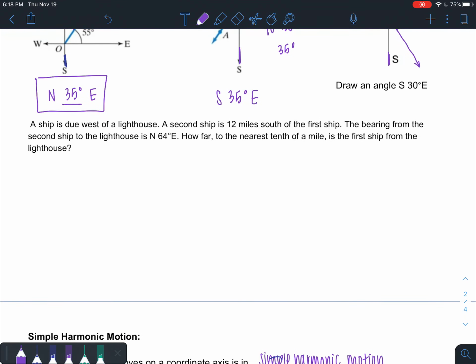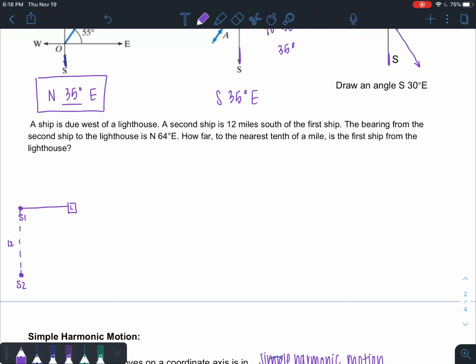Okay. Now, that was just an intro so we can solve problems that use bearings. It says a ship is due west of a lighthouse. So I'm going to draw a little box and put an L in it for a lighthouse. Now the ship is west of that, and it's due west, so here's our ship. And that's the first ship. A second ship is 12 miles south of the first ship. So here is the ship. This is 12 miles. And here's the second ship.